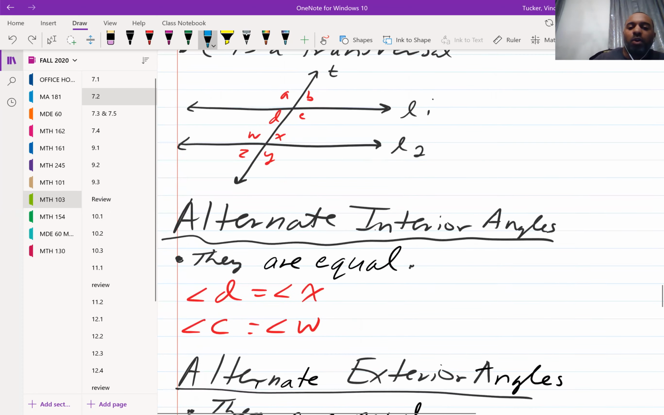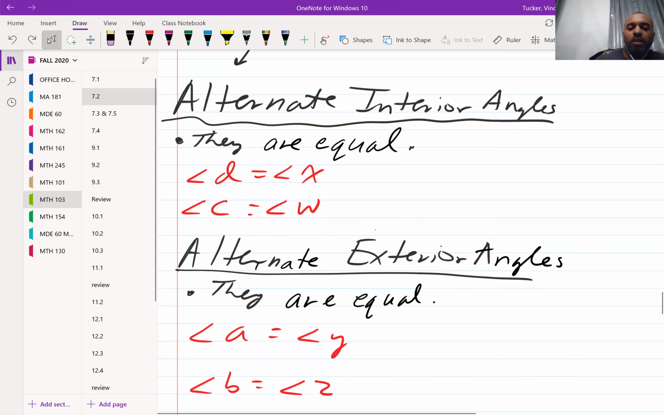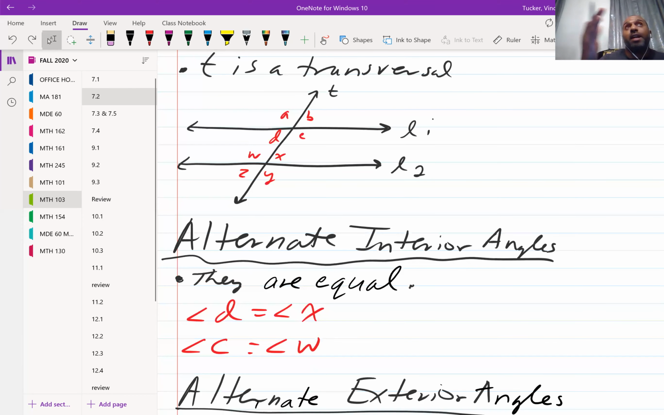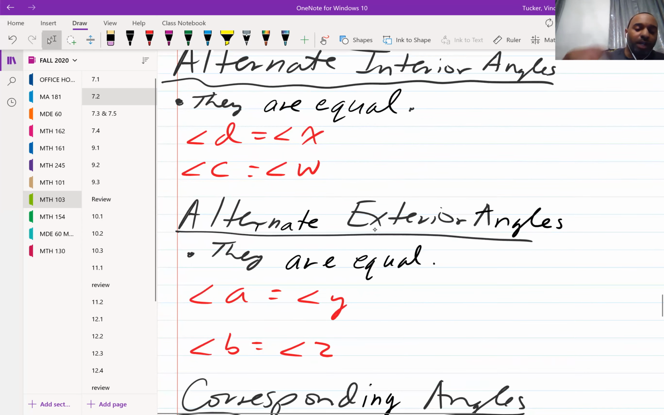All right, next one, alternate exterior angles, AY and BZ. So if you go back, you're talking about alternate sides of the transversal, but exterior. So they're on the outside. So AY and BZ, those are alternate exterior angles. They're on the outside.